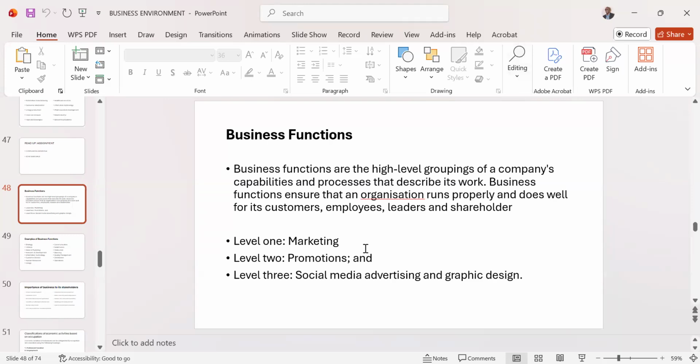Then level 2 is when you do promotions, like what you are talking about, the physical jingle you do outside. And then you let people know that there's something that is happening here.